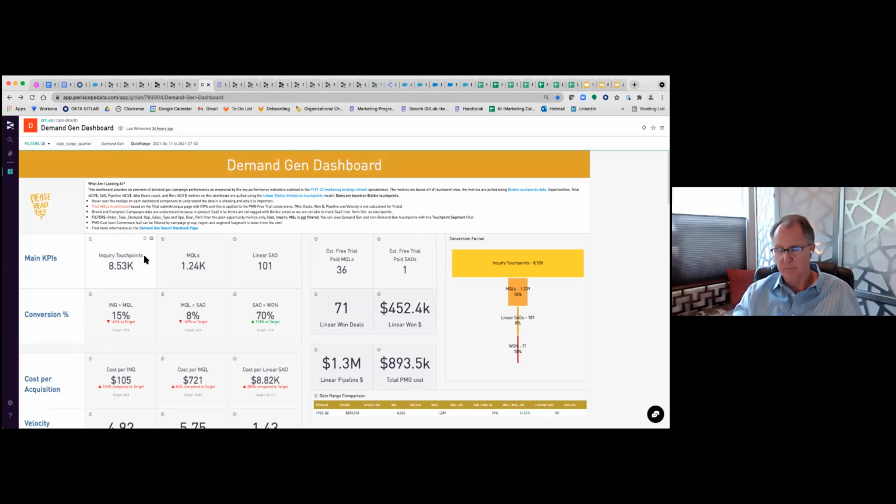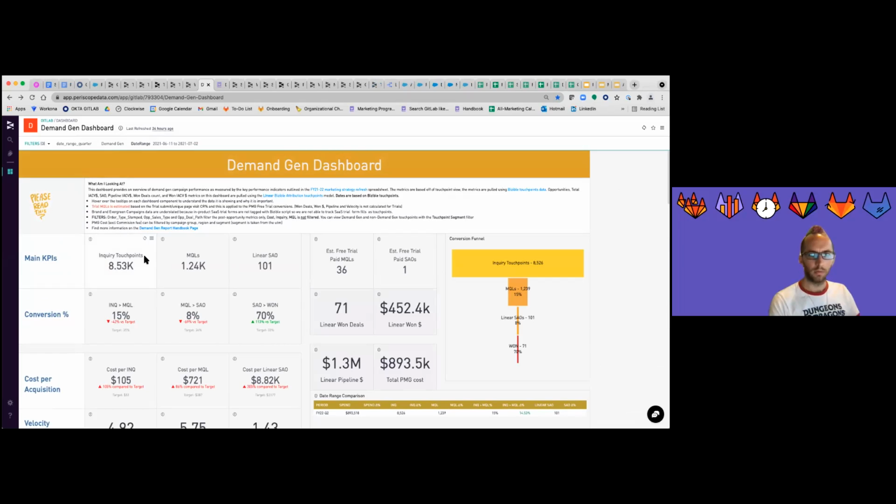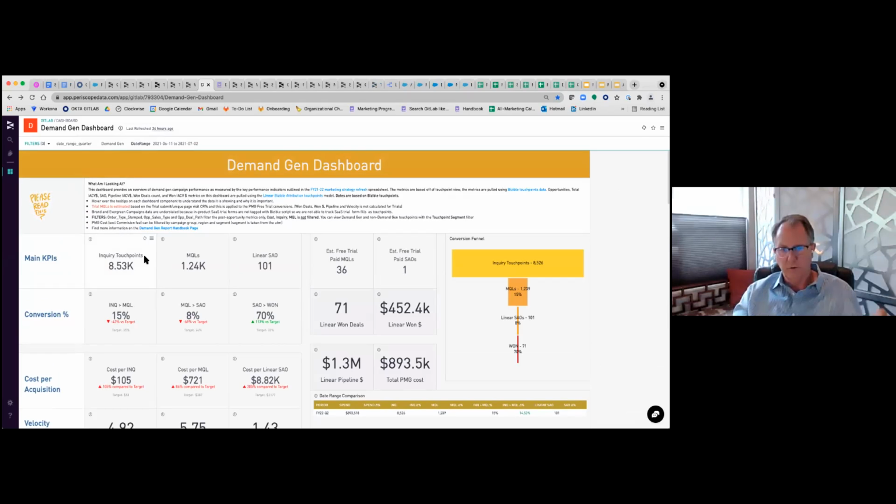Can everybody see my screen? Yes. Okay. I want to understand how many inquiries we're driving from paid demand generation programs. Now, recently, a change was made to say these really aren't inquiries, they're inquiry touch points. One of my first observations is this data is now significantly less than the number of inquiries that we show in GA and in other sources.